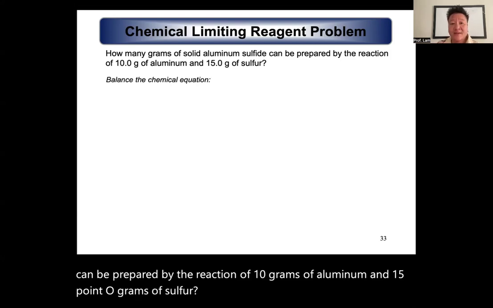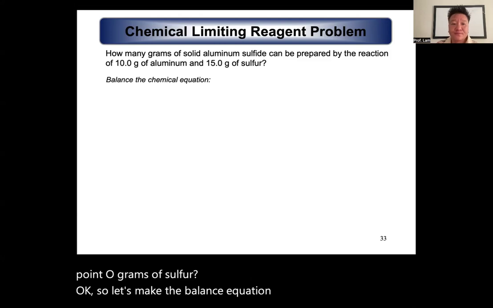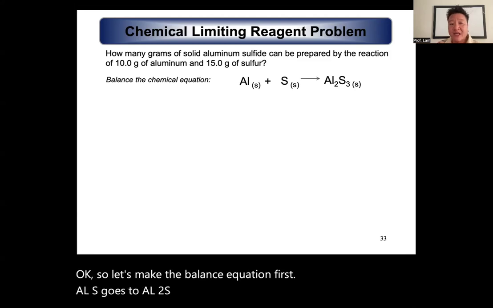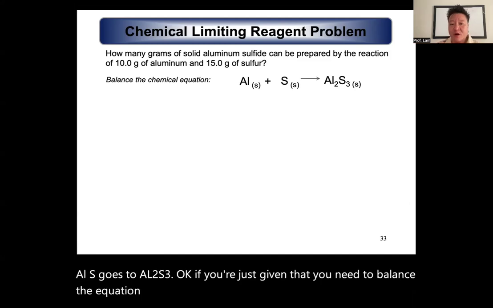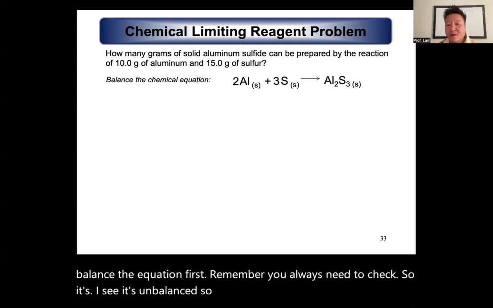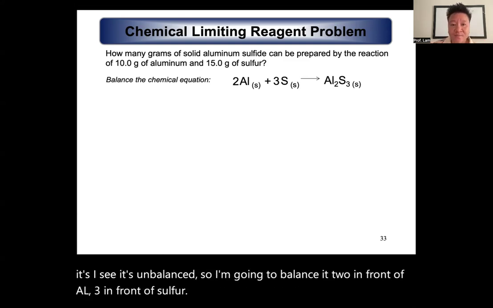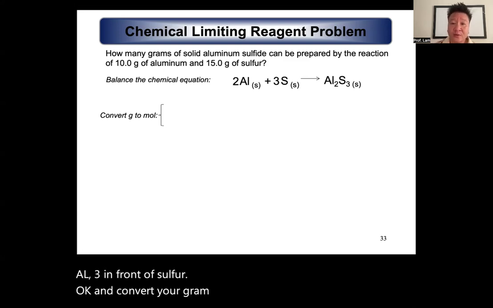Okay, so let's make the balanced equation first. Al plus S goes to Al2S3. Okay, if you're just given that, you need to balance the equation first. Remember, you always need to check. So I see it's unbalanced, so I'm going to balance it. 2 in front of Al, 3 in front of sulfur. Okay, and convert your grams to moles now, right?